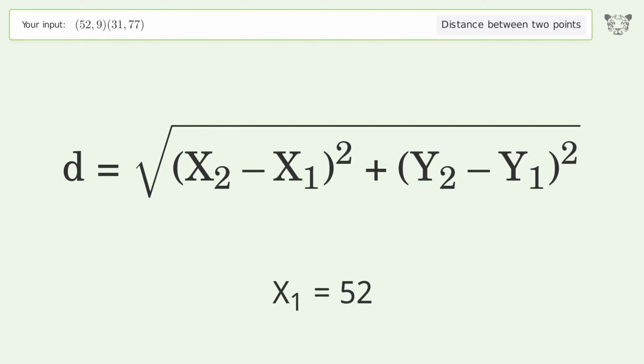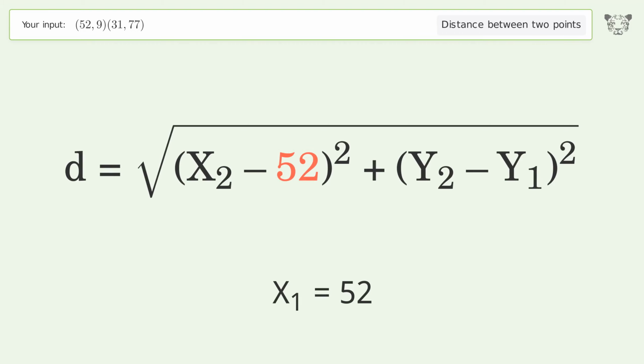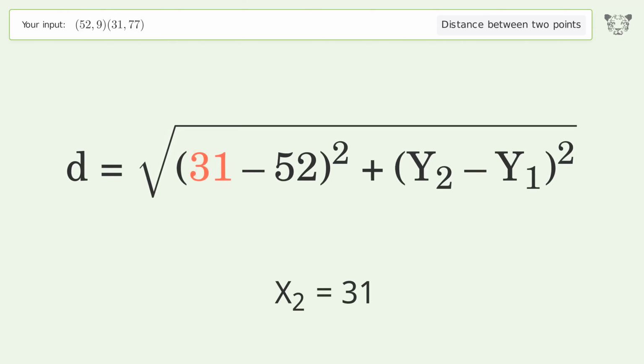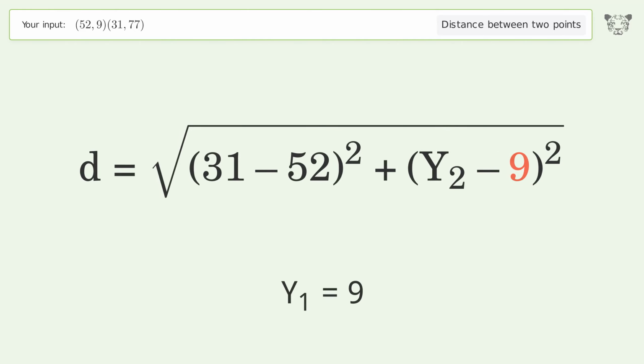x1 equals 52. x2 equals 31. y1 equals 9. y2 equals 77.